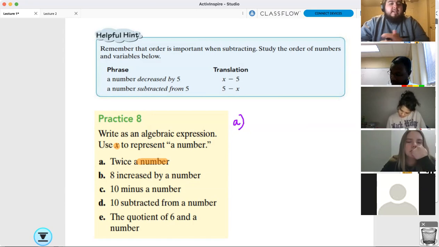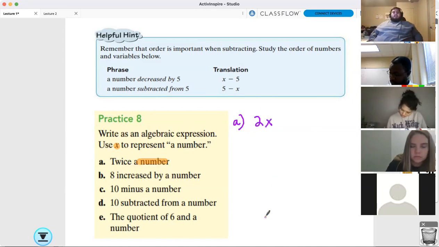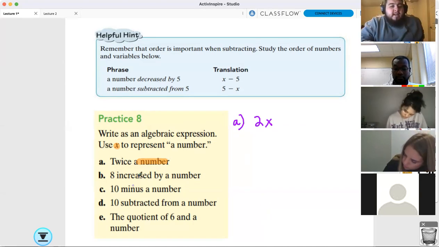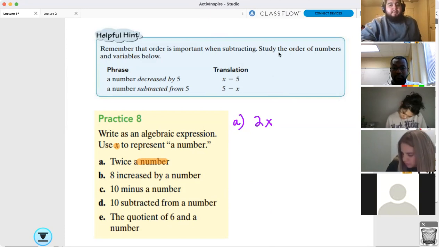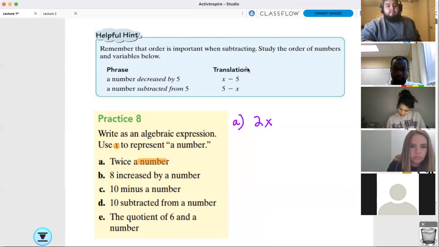When we twice something, guys, what does that mean? Times 2. Thank you, Sarah. So it's going to be 2 times, but it's twice a number. So a number is x, so it'll be 2 times x. So just 2x. Does everyone see why it's 2x instead of x squared? X squared would have been if it said a number squared. But twice a number means times 2. We're multiplying 2 and x with each other.